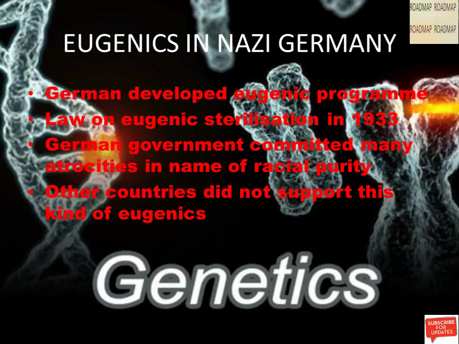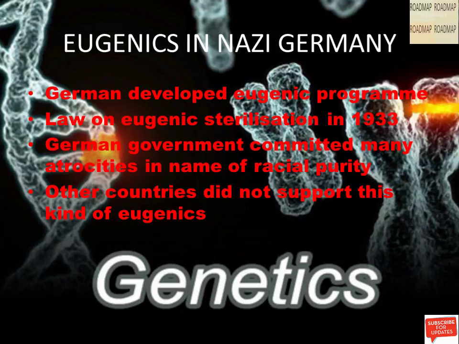Coming to eugenics in Nazi Germany. Germany developed its own eugenic program during the 1930s, and a law on eugenic sterilization was passed in 1933. In the span of these 3 years, compulsory sterilization was done on about 250,000 people who suffered from hereditary disabilities, feeble-mindedness, epilepsy, blindness, physical deformities, and drug or alcohol addiction.